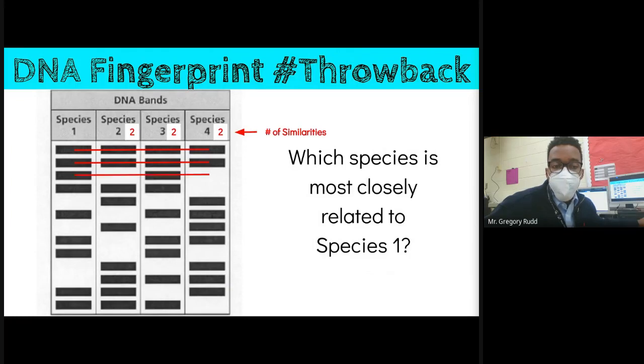With this third band, only species three shares it with species one. All right, so now species three is in the lead. We're going to keep going. Notice that I skipped a band. Why? Because it was not present in species one.